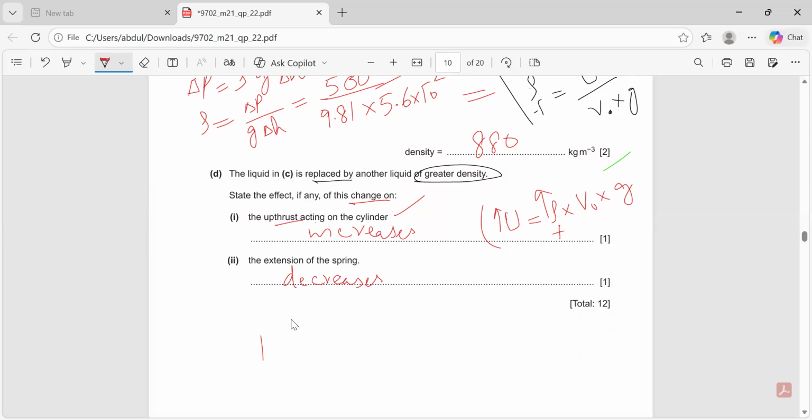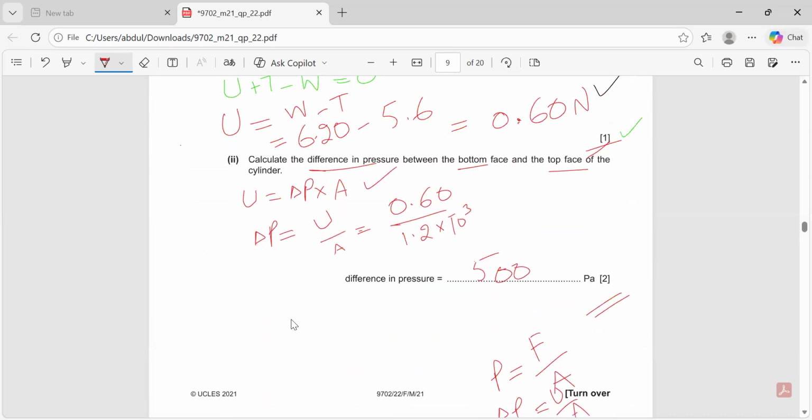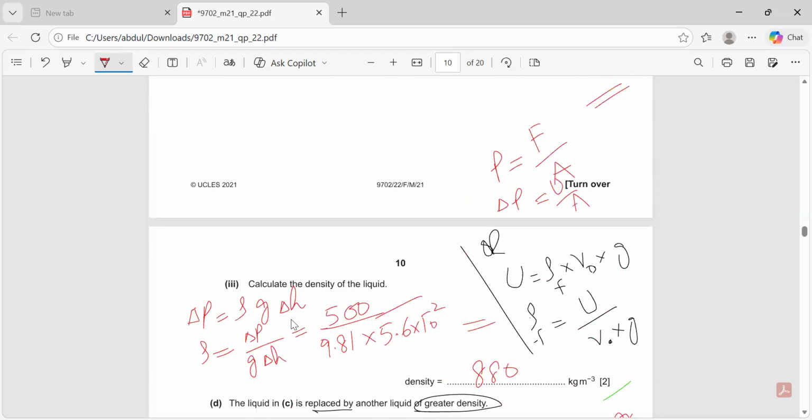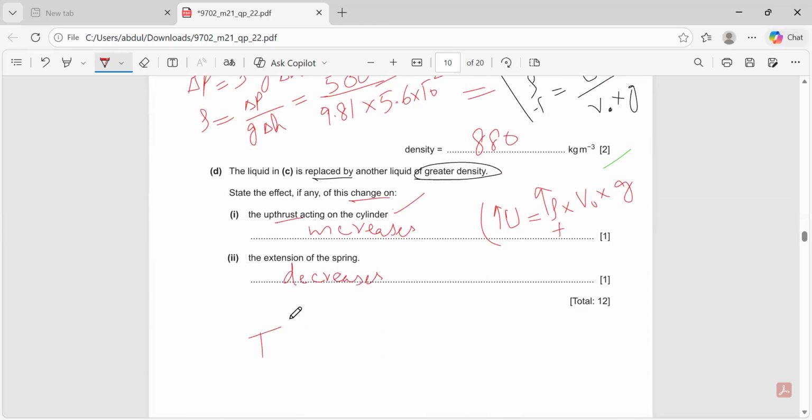So we wrote before, there is one equation which I used, that U plus T minus W is equal to 0. So I'm writing the same: T plus U minus W equals 0. Resultant force should be equal to 0. So here it is 0.